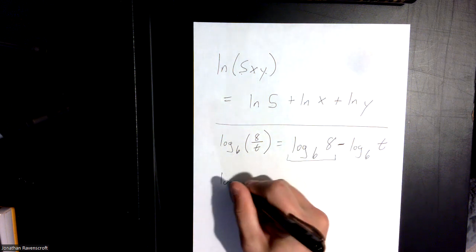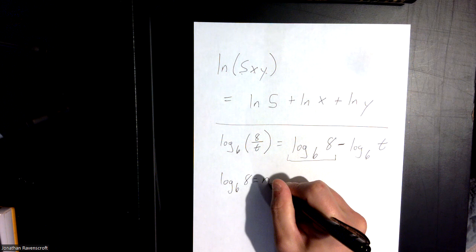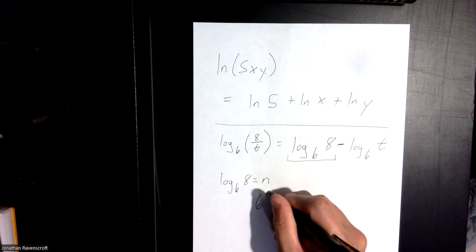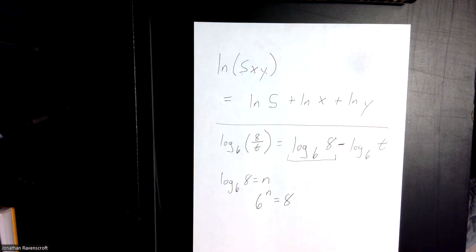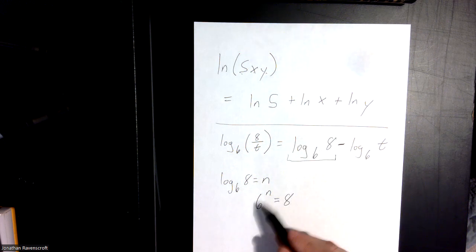Maybe. Log base 6 of 8 equals n. 6 to the n equals 8. Now, yes, there is some value of n that makes this equation make sense, but it's not a whole number. 6 to the first or 6 squared is not going to make 8. I'm just going to leave this as is. Later, we'll discuss how to solve an equation like this, but at the moment, just leave it as log base 6 of 8, and we're finished with the expression.